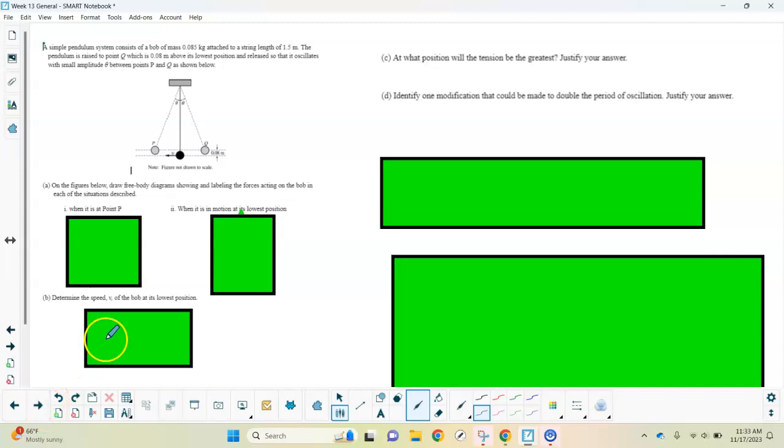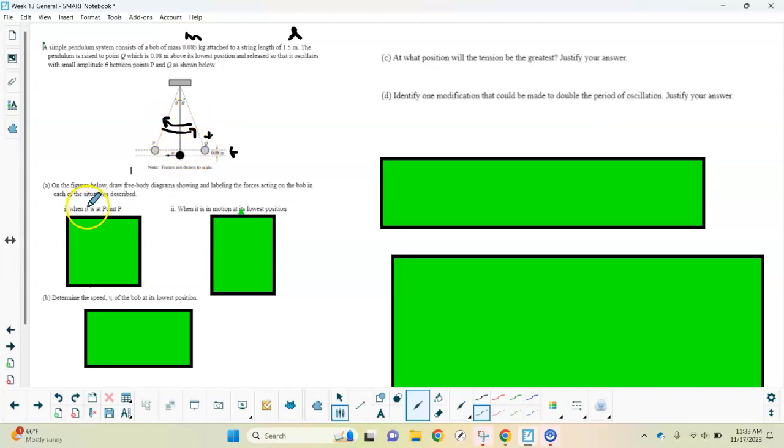So let's go ahead and try a problem. It says a simple pendulum consists of a bob of mass 0.85 kilograms. It's attached to a string of length 1.5 meters, so that's L. The pendulum is raised to point Q, which is over here, and it's 0.08 meters above the lowest position when it's not displaced any. Then it's released and oscillates with a small amplitude of theta between points P, which is over here, and point Q. So it swings back and forth like you would imagine with that GIF.